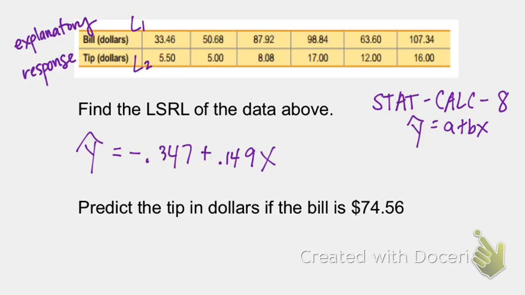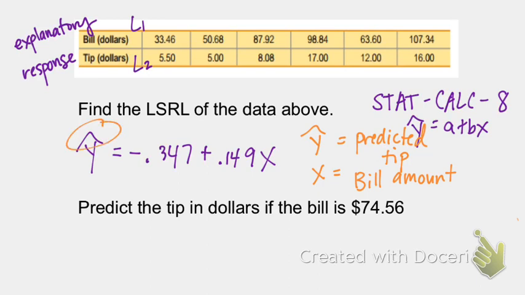Your regression line, to answer this question, especially on a test, you also have to define your variables, what y hat and x are. And if you leave this part off, you get the question half wrong. So y hat is our predicted tip, and our x is our bill amount. So there's two parts to this. You need the hat. You can't just put y equals. You need the hat. You need the equation, and you need to define variables.